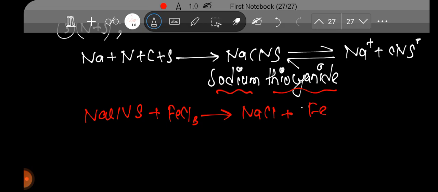plus Fe(CNS)3. We should understand that if sodium thiocyanide reacts with iron chloride, FeCl3, it gives NaCl plus Fe(CNS)3, which is known as iron thiocyanate.